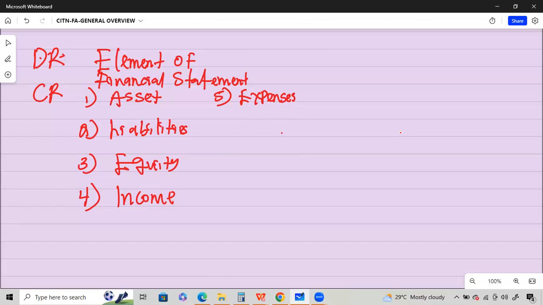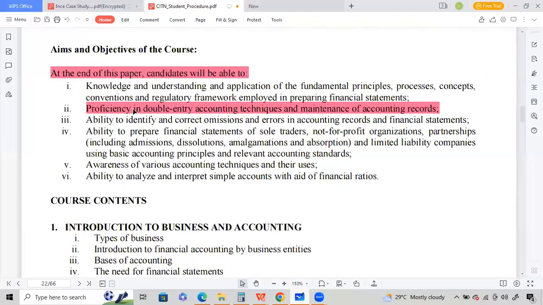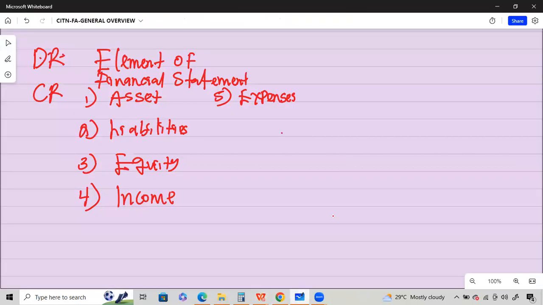Now, we are talking about the double entry system, right? That is the key principle. One of the principles that we use in accounting is the double entry system. And what is the double entry system saying? The principle of double entry is saying that for every debit, there must be a credit. If you have a debit, you must also have a credit.